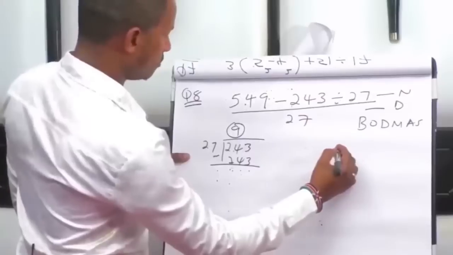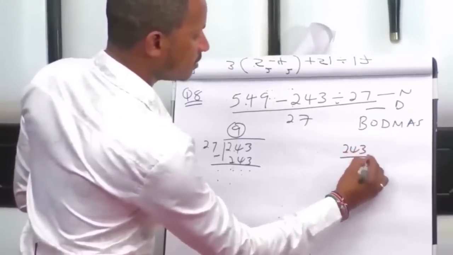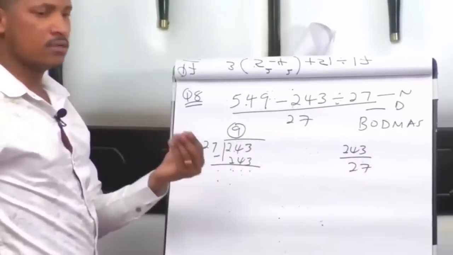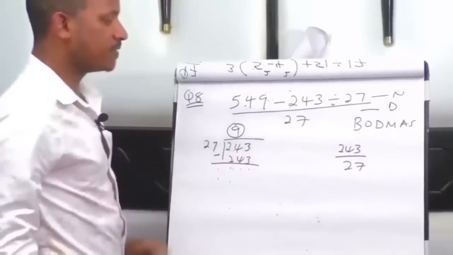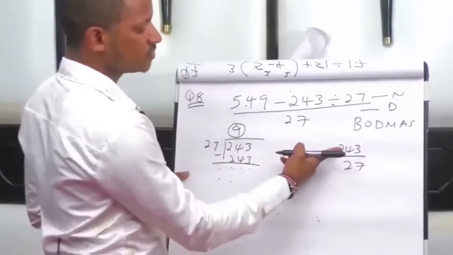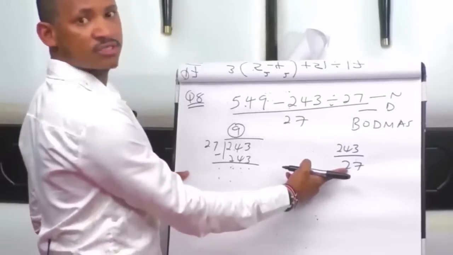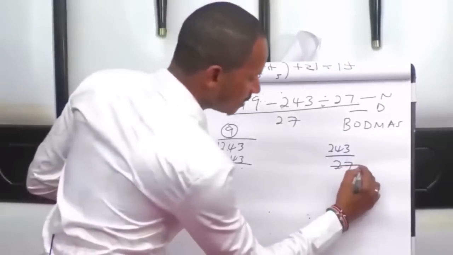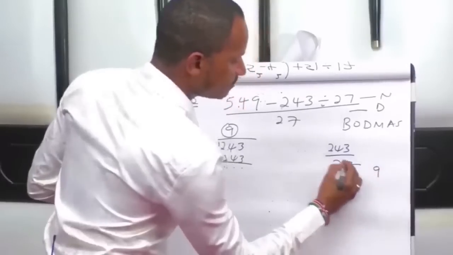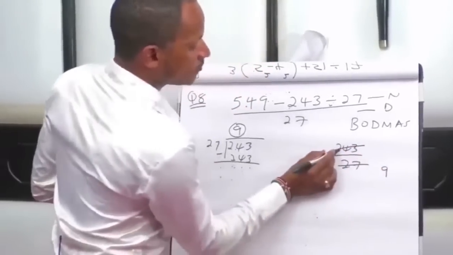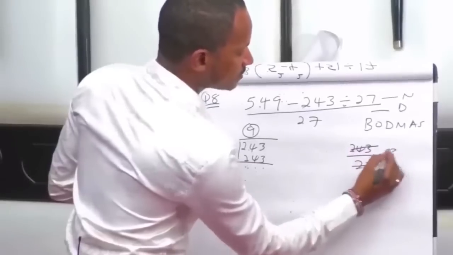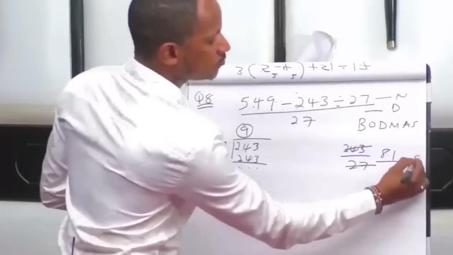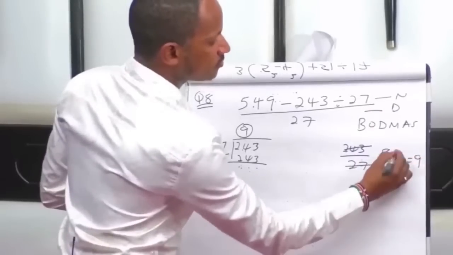Or use cancellation, which is 243 divided by 27. When you are dividing using cancellation, you use the least prime number. The least prime number that can go into both 27 and 243 is 3. 3 goes into 27 9 times. 3 goes into 24 8 times, then into 3 once. Then you'll have 81 divided by 9, which is equal to 9. 9 goes here once, 9 goes here 9 times.